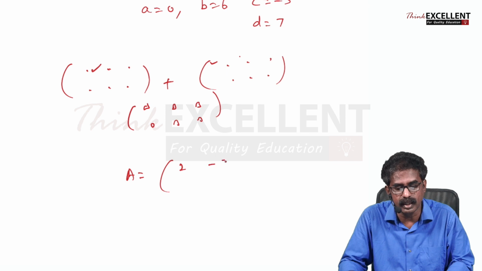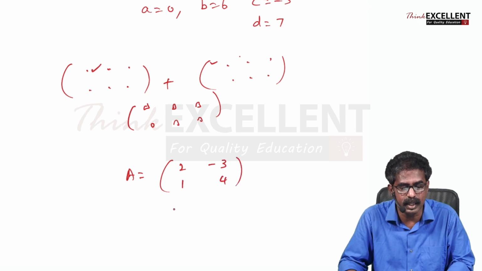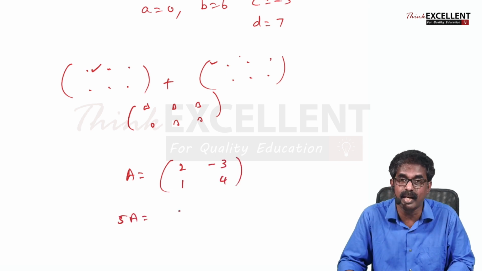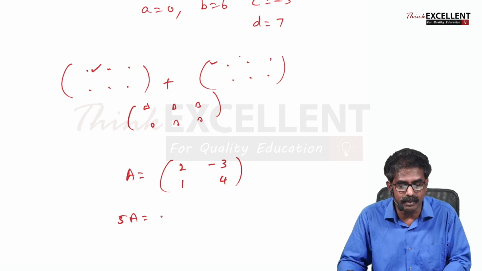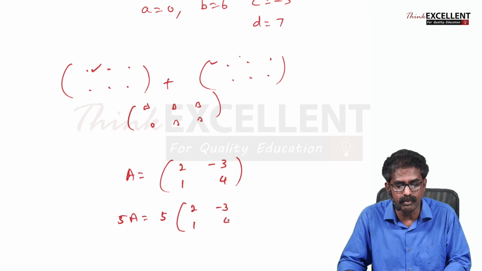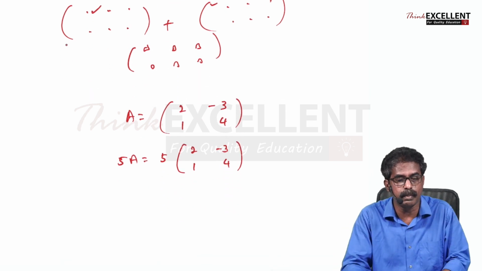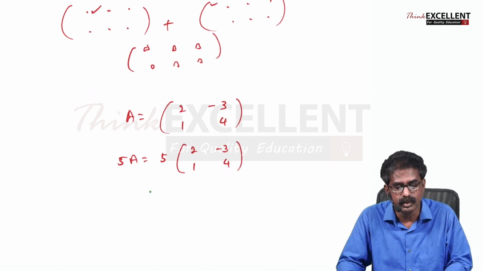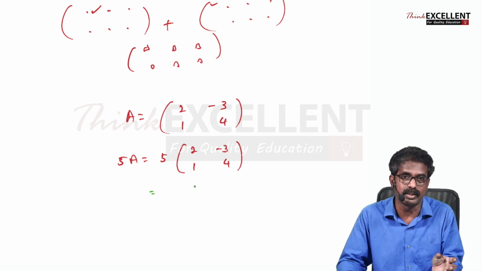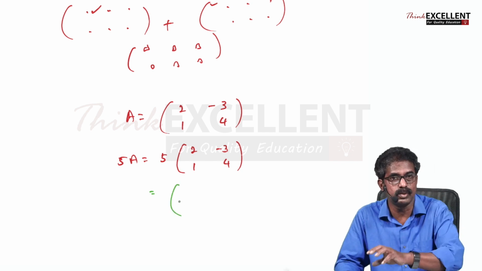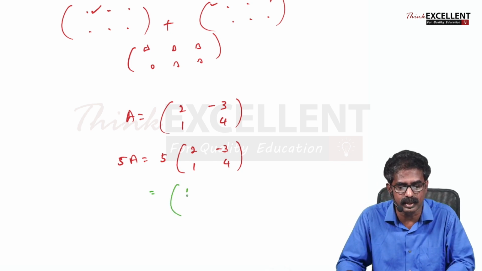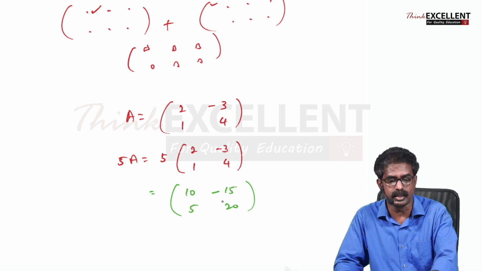2, minus 3, 1, 4. Suppose I want 5A. How can you find 5A? Multiply every element by 5, right? 5 into 2, minus 3, 1, 4. Multiply every element by that 5. So that is called scalar multiplication of a matrix. A matrix you are multiplying by a scalar. 5 2s are 10, minus 5 3s are 15, 5 into 1, 5 into 4. This is scalar multiplication of a matrix.